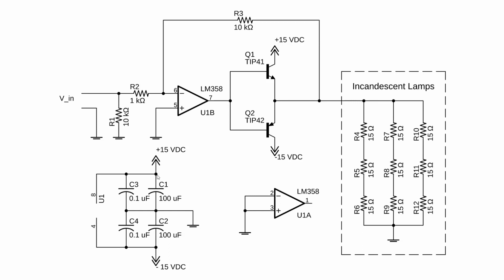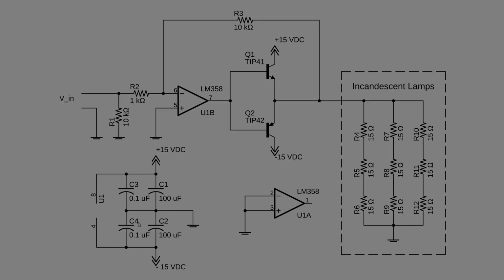The last thing to notice is that we do have some storage and decoupling capacitors on both power rails. So plus 15, there's the capacitors, and minus 15, there's the capacitors.